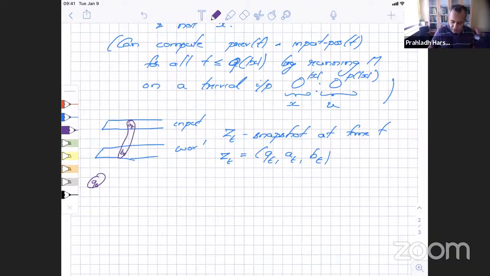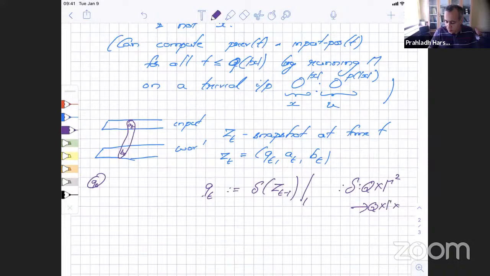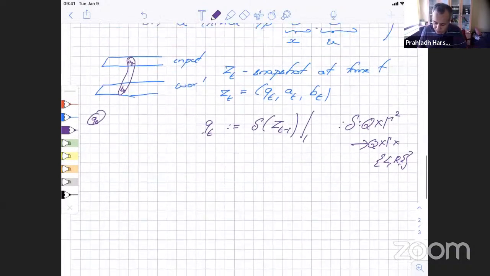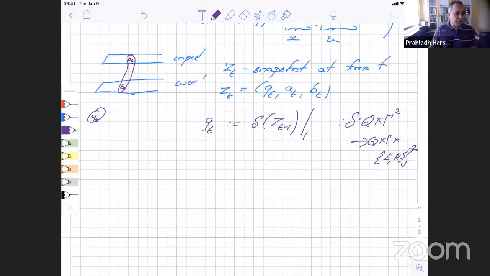What are all these functions of? Last time we had said that z_t. So I need to know z_t, I need to know q_t, I need to know a_t, I need to know b_t. I need to know these three things. So where do you get q_t from? For this, I need to know what happened at the previous time step. Notice that q_t is going to be exactly delta of z_{t-1}, but just take the first coordinate of it. Delta is a function from Q cross Sigma squared to Q cross Sigma cross {L, R, S} squared. So q_t is just the first coordinate of this function.